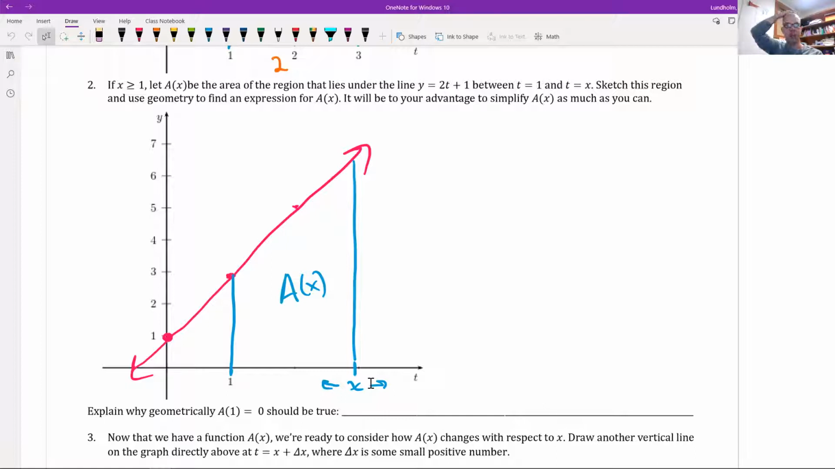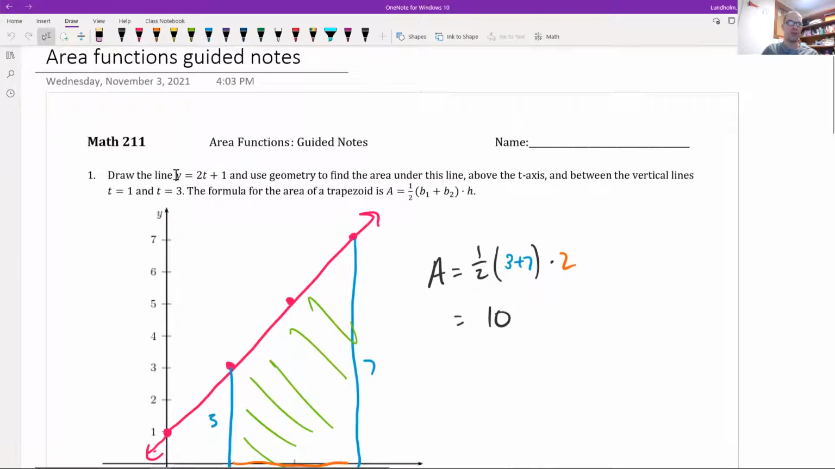So we sketch this region. We're still getting a trapezoid shape, but the right-hand side of the trapezoid is allowed to move. Let's use that trapezoid formula again. Area equals one half the sum of the bases times the height. The first base is going to be 3 again, because our function here is y equals 2t plus 1. We could call it f of t as well, and that's probably what we're more used to. Let's call it f of t.